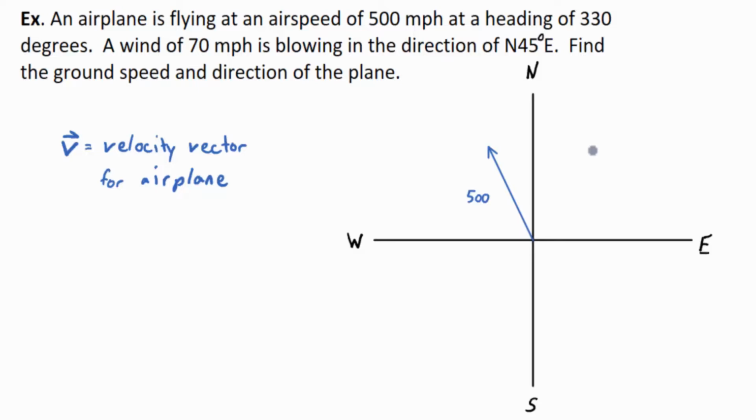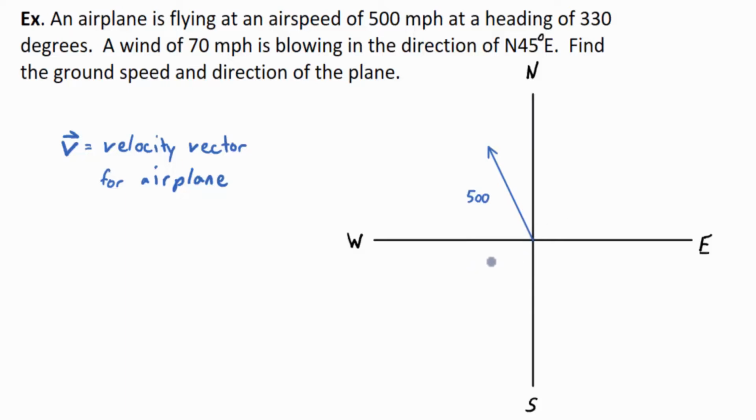And then there's a 70 mile per hour wind blowing in the direction of north 45 degrees east. So that's a bearing as opposed to a heading. Where would that put me? It would split the northeast quadrant, right?